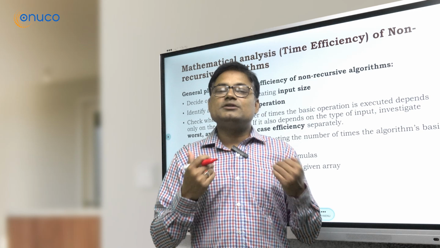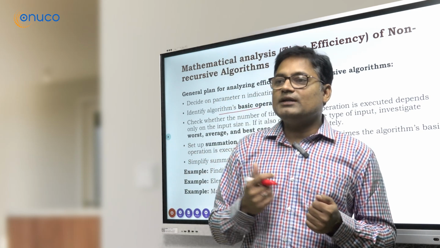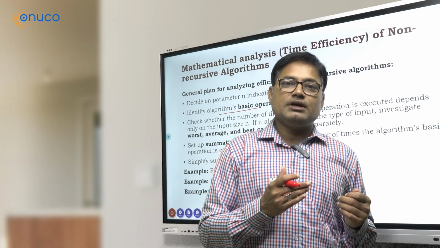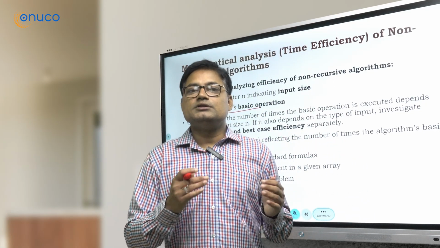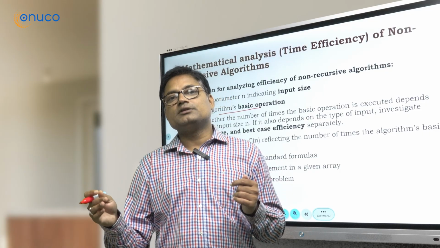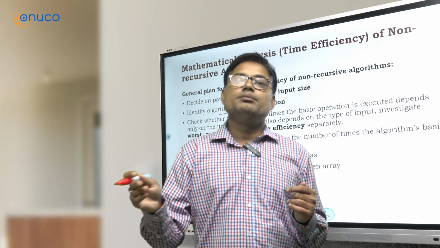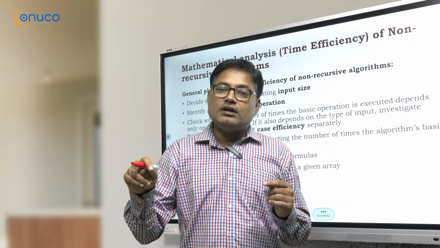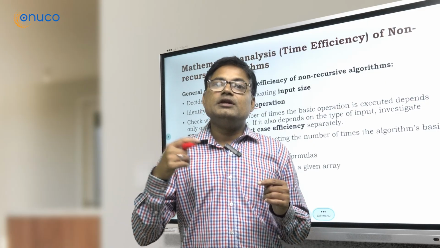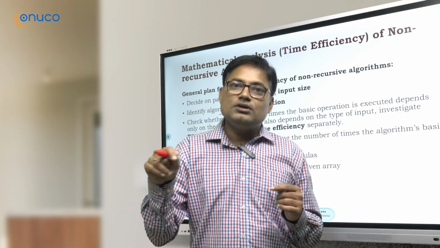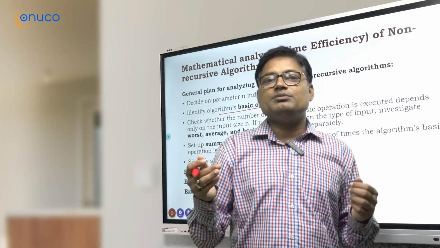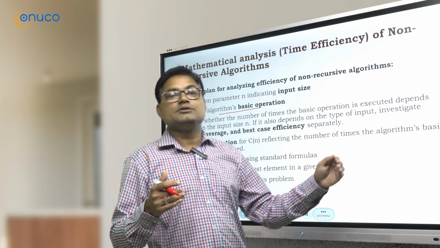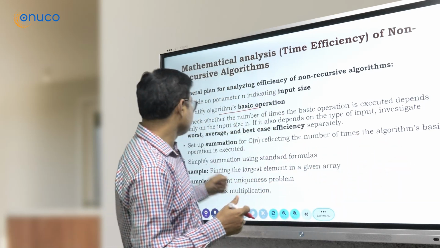Take example 2, matrix multiplication. We have seen that in matrix multiplication we write one instruction: C of ij is equal to C of ij plus A of ik into B of kj. That particular multiplicative instruction we use many number of times, right? That is called the basic operation. So depending on the problem scenario, our basic operation changes. We are going to identify which one could be the basic operation for the given problem scenario.